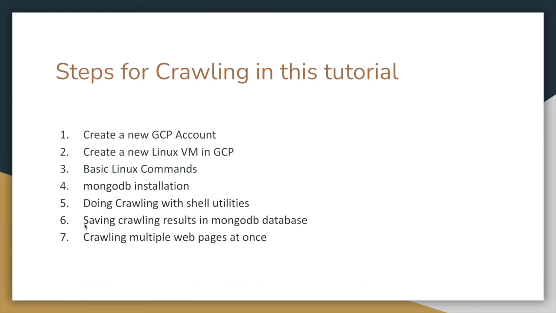In step 6, we will be saving the crawling results in our database, and in the final step we will be crawling multiple web pages at once. That means, suppose we want to crawl multiple products from our website, I will give you one simple example. Suppose you want to know the stock prices of 1,000 companies. You cannot crawl all those at one time, because the stock prices of all stocks are available on different pages in most cases.